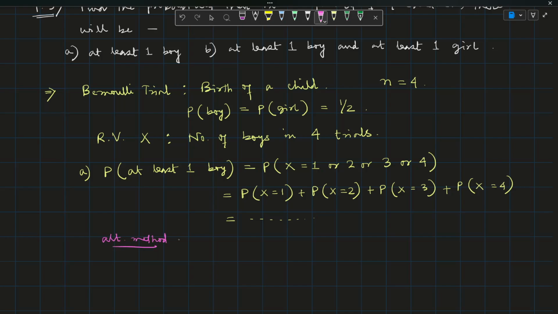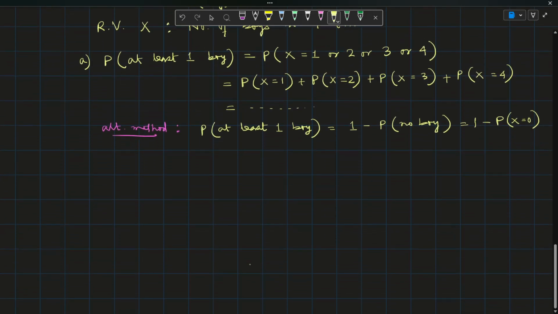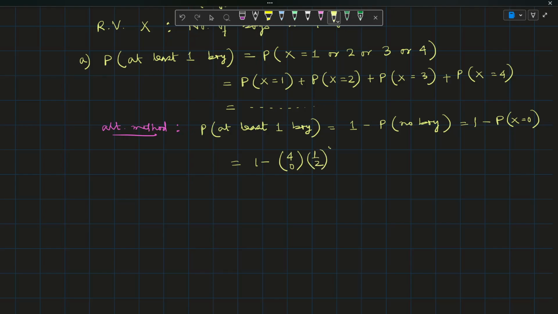So we will do this in an alternate way. I will show you the alternate method now. The probability of at least one boy is equal to 1 minus the probability of no boy, the probability of no boy in a family of 4 children. So 1 minus P(X equals 0). We will just use the formula: 4C0 times half to the power 0 times half to the power 4, which will be 1 minus 1 by 16, or 15 by 16. So this is the answer of part A.